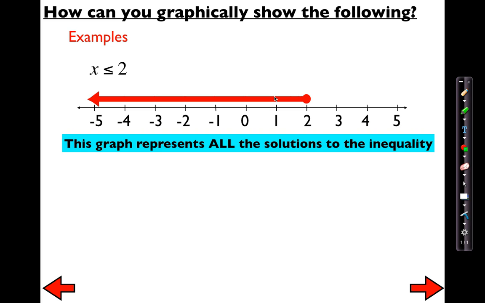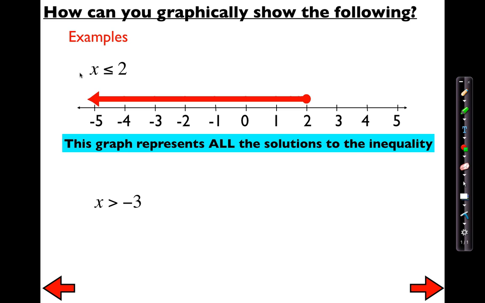So this graph represents all the solutions to the inequality. So notice there isn't just 1 or 2 or 3 answers. There's infinitely many. In fact, they will just go exceedingly towards the left of the number line.